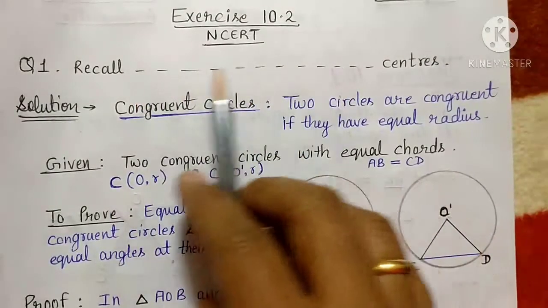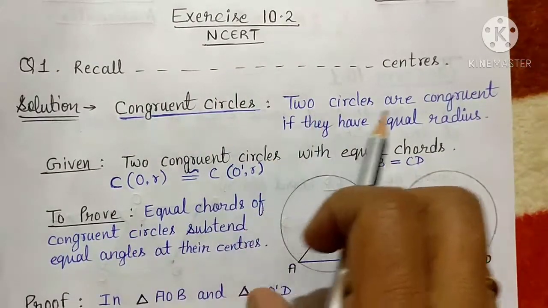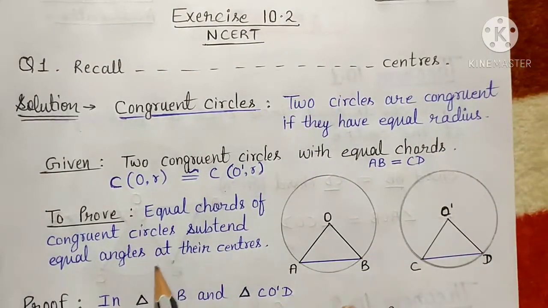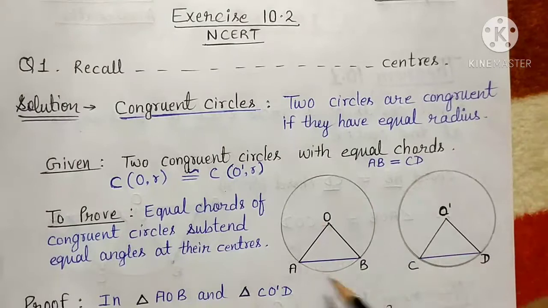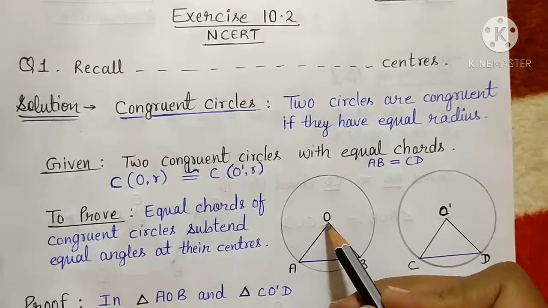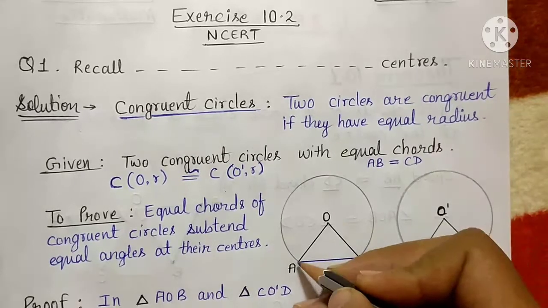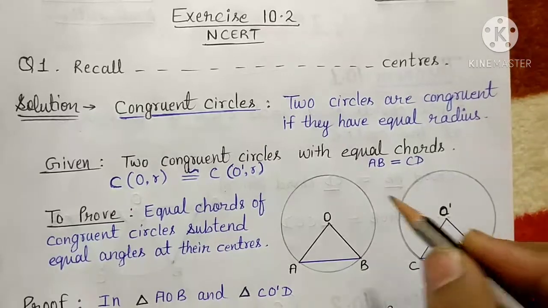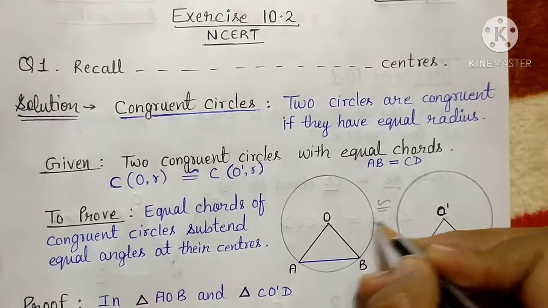I have written the question there in short form. Exercise 10.2 NCERT question. What are congruent circles? Two circles which are of equal shape and equal size, or in simple form we can say that two circles will be called congruent if they have equal radius. So we have made two circles. As you can see, they are of the same shape and same size because I have made both of equal radius, that is 2 cm. If you measure OA and OB, it is 2 cm. Even OC and OD are also 2 cm. That's why these two circles are congruent to each other.